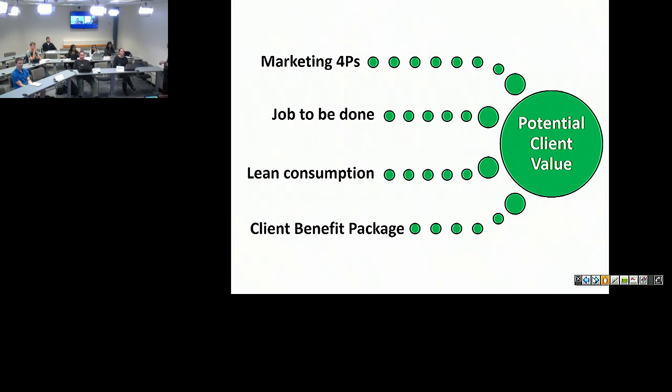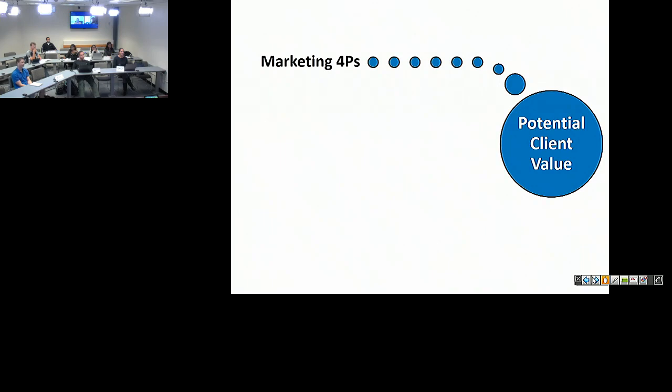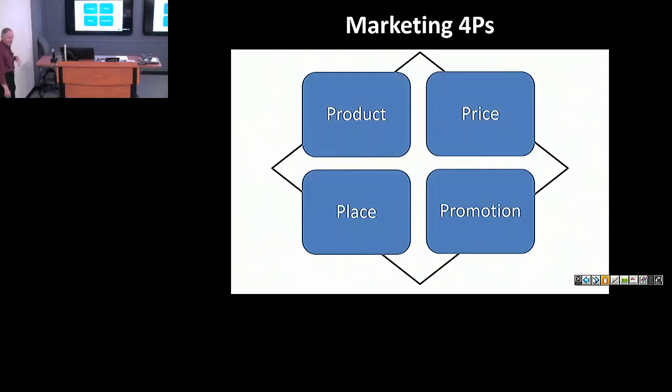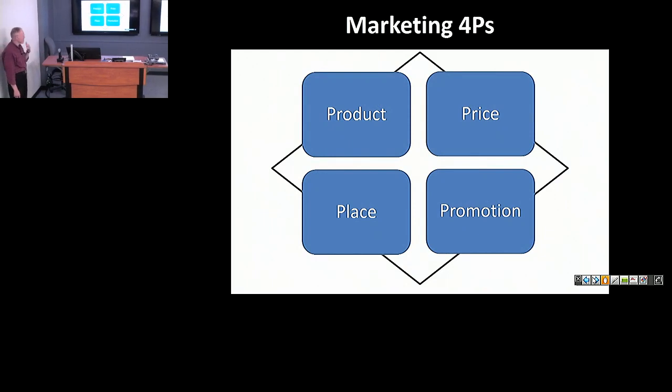Anybody remember what that was about? The experience that the client's buying, so not just the product, but anything else around it. We put it into two key words. Anybody remember what the two key words were? Tangible and intangible. Right, okay. So marketing, you got this one, right? So this is one model you could use.